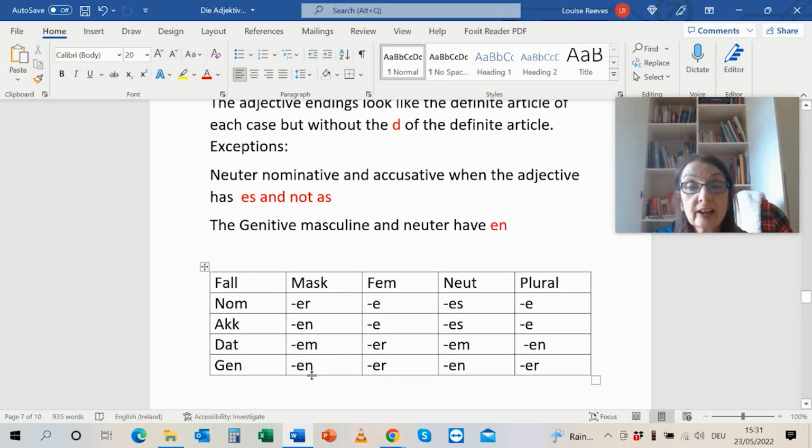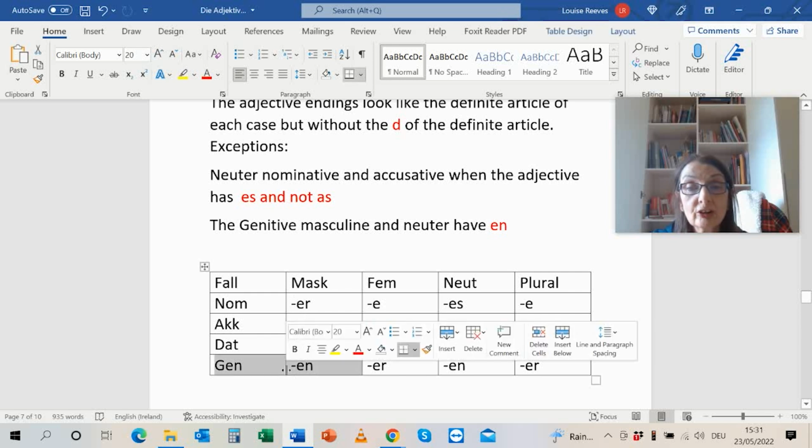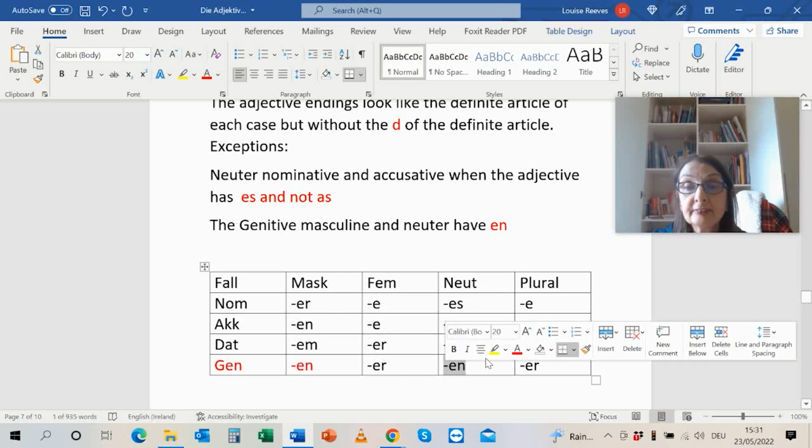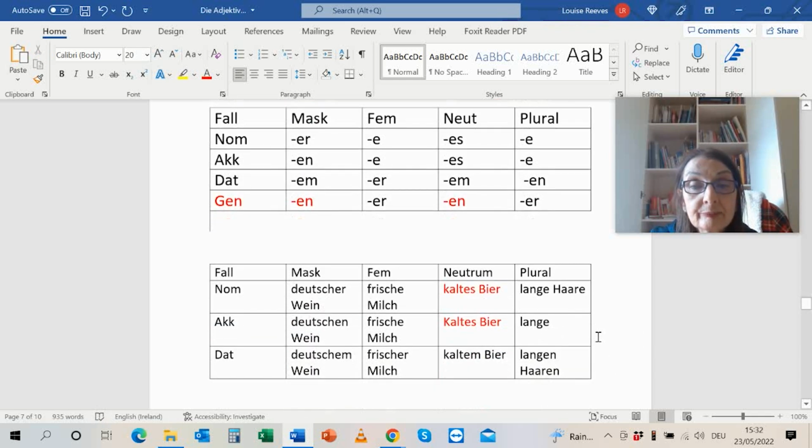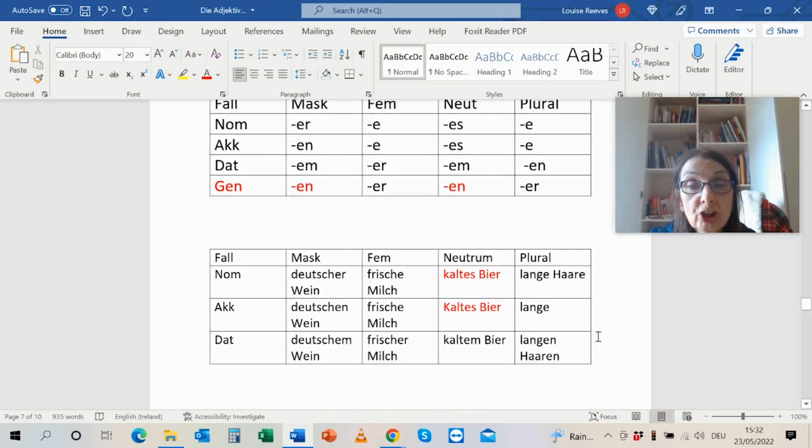But just take a look at this one, it is a bit dodgy, very dodgy, isn't it? Now it doesn't come up very often, mind you. So I wouldn't lose any sleep over it. But the fact is, it's there. And here are some examples. Deutscher Wein, German wine. Frische Milch, fresh milk. Kaltes Bier, cold beer.